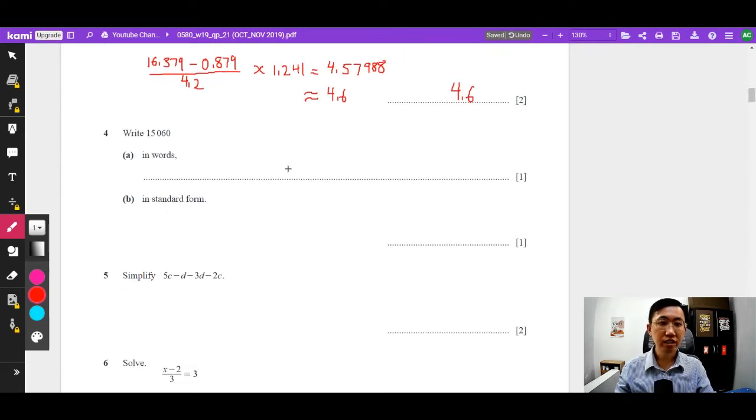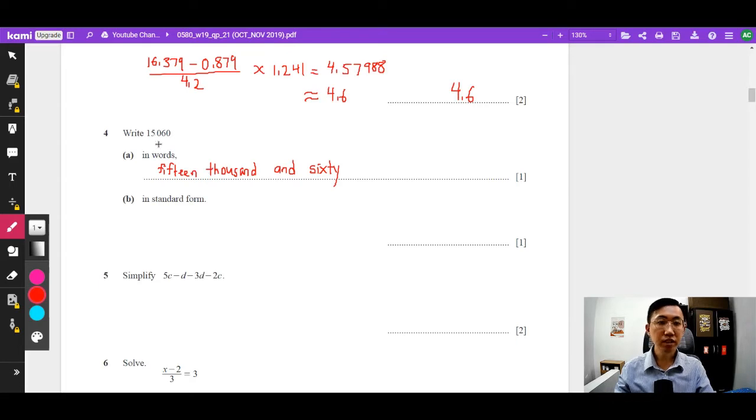Write this in words and then in standard form. So this will be 15,000 and 60. Just write AND, then 60. Make sure that everything is in words.